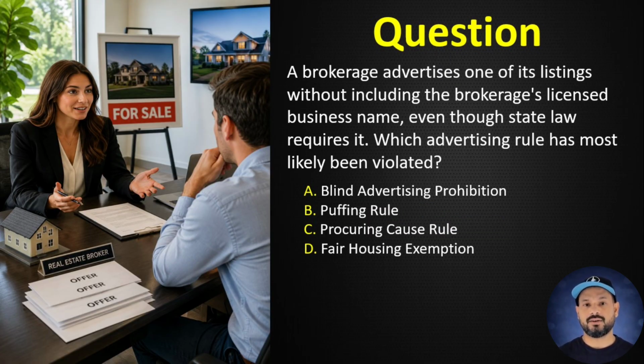Question number 45. A brokerage advertises one of its listings without including the brokerage's licensed business name, even though state law requires it. Which advertising rule has most likely been violated? A, blind advertising prohibition. B, puffing rule. C, procuring cause rule. D, fair housing exemption. Correct answer, A, blind advertising prohibition. Most states prohibit advertisements that fail to identify the licensed brokerage.